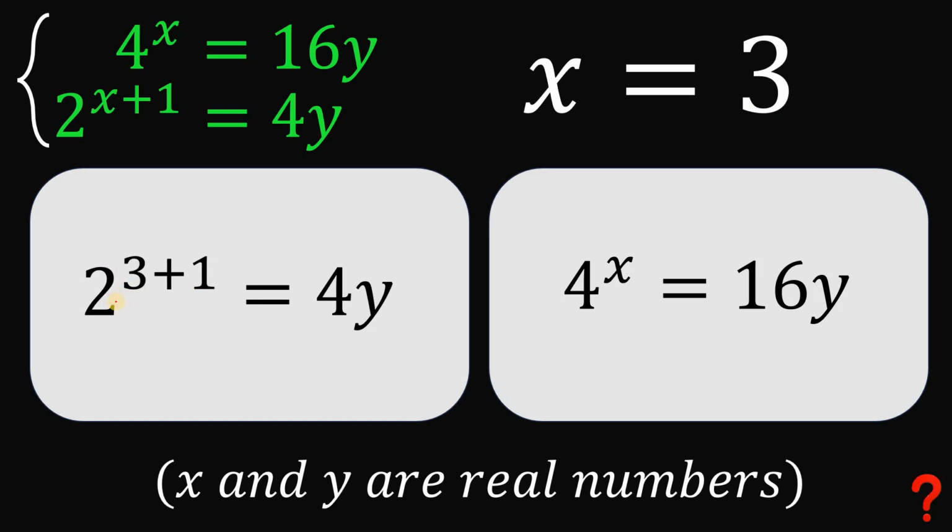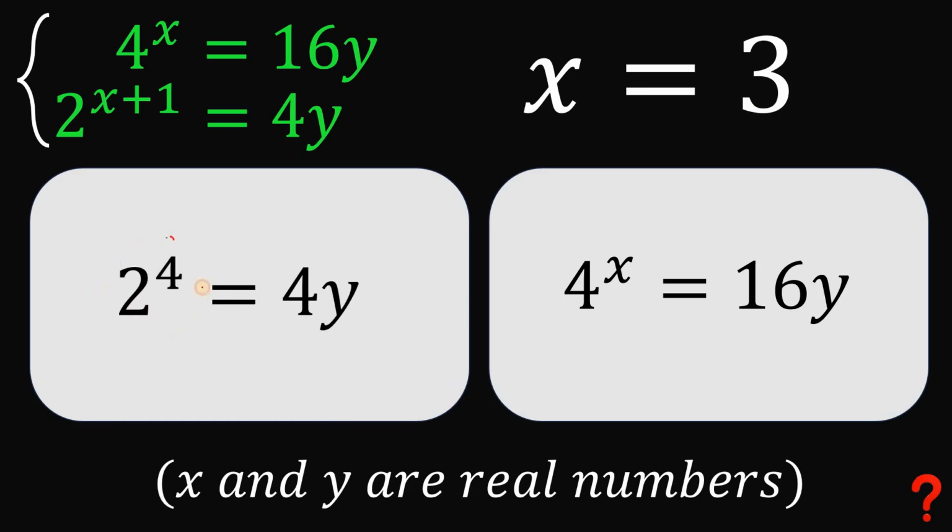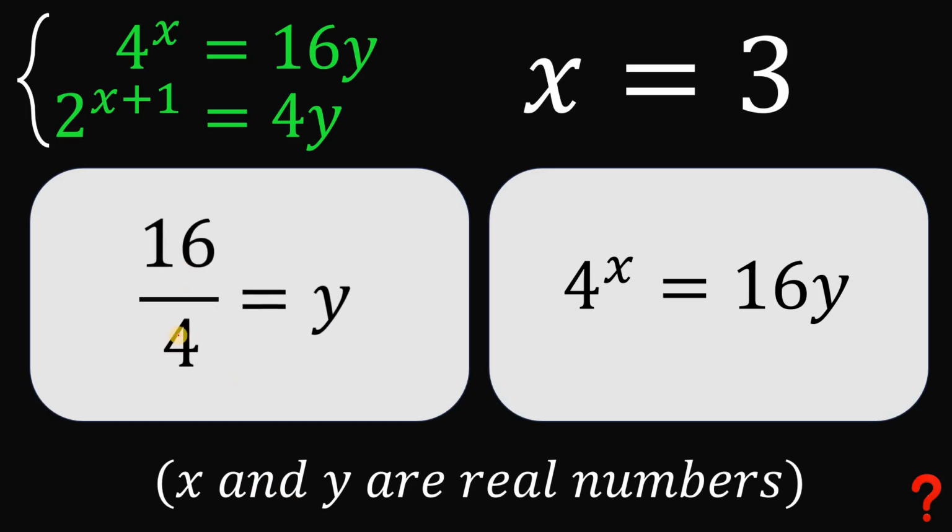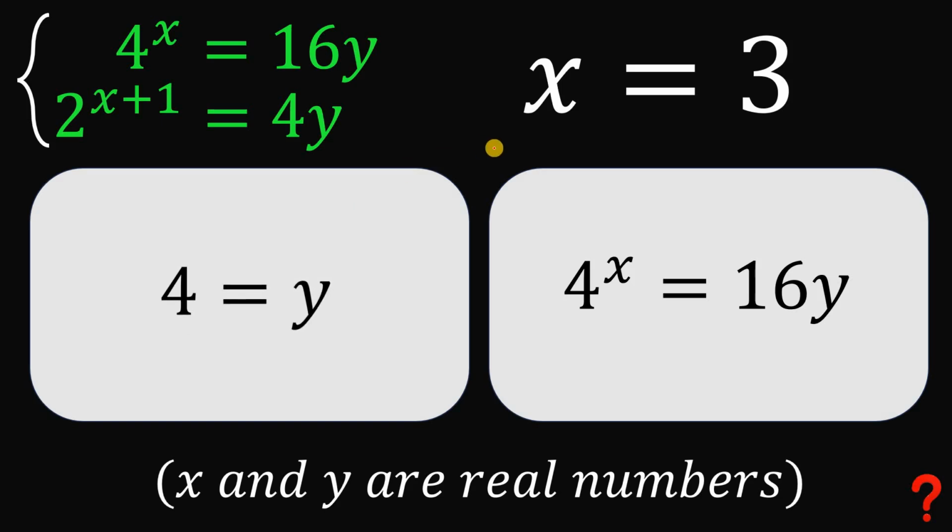Now, 3 plus 1, this will give us 4. And 2 raised to the power of 4, this will give us 16. And to solve for the value of y, let's divide both sides by 4. And 16 divided by 4, this will give us 4. Therefore, if x is 3, y must be equal to 4.